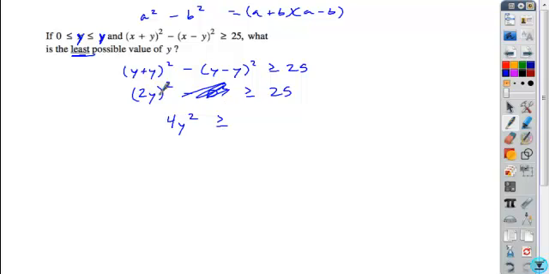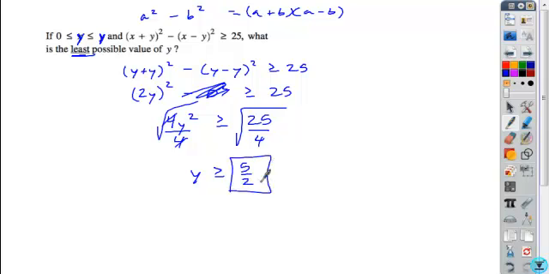So you square the 2, square the y, divide by 4, and when you solve for y here, extracting the square root, you get y is greater than or equal to 5/2. Okay, so the lowest value that you could possibly use for y would be 5/2.